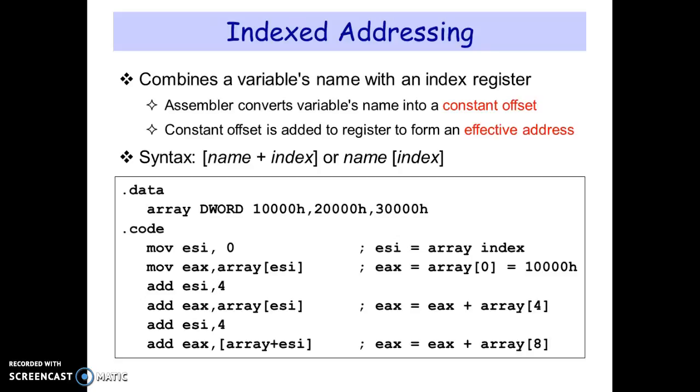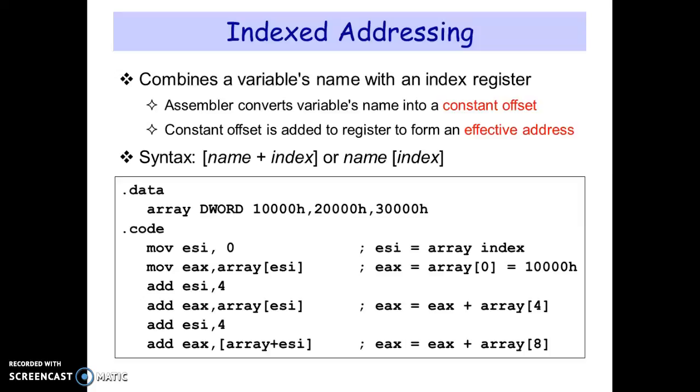The indexed addressing. Here we are using indexed addressing to store a set of data values. Here the assembler converts the variable name into a constant object value. The assembler is always used for converting assembly code into machine code. So the constant offset is added to a register to form the effective address.